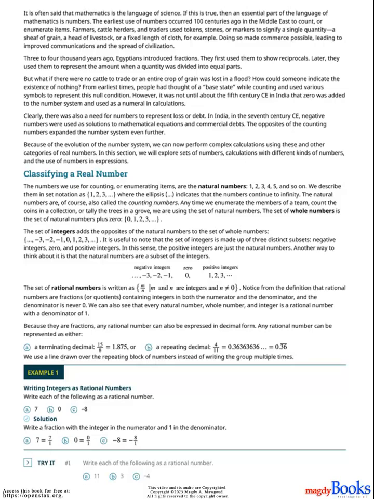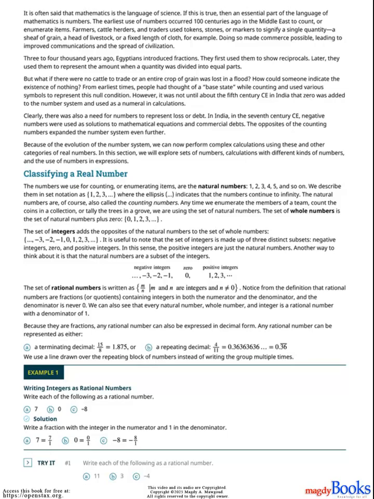3,000 to 4,000 years ago, Egyptians introduced fractions. They first used them to show reciprocals. Later, they used them to represent the amount when a quantity was divided into equal parts. But what if there were no cattle to trade or an entire crop of grain was lost in a flood? How could someone indicate the existence of nothing? From earliest times, people had thought of a base state while counting and used various symbols to represent this null condition. However, it was not until about the 5th century CE in India that 0 was added to the number system and used as a numeral in calculations.